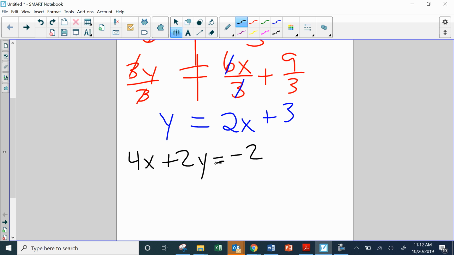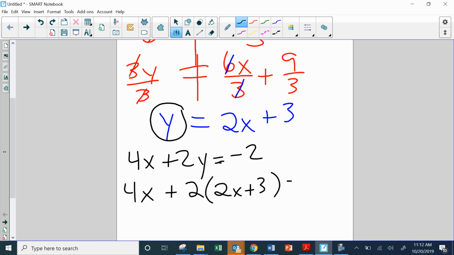I just solved out, and I know that y right here is the same thing as 2x plus 3. So I just write 4x plus 2 times, so instead of y, I just write 2x plus 3. And I know that equals -2. Nothing changes with the right side of the equation. So all I did is I plugged in for the y, and I just substituted in 2x plus 3.